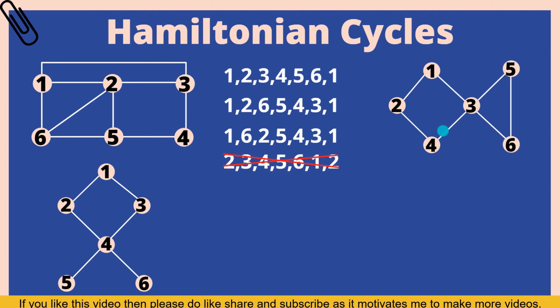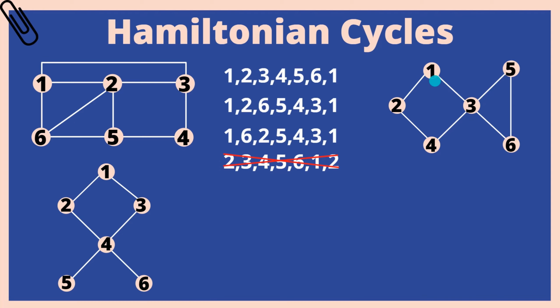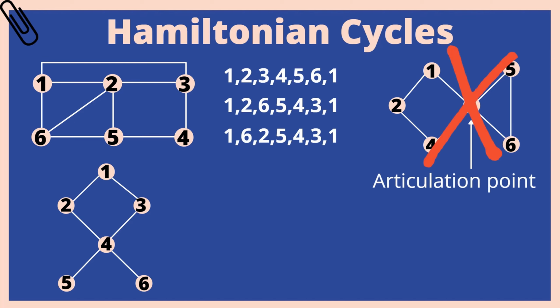Now moving towards the next example. Is there any Hamiltonian cycle in this graph? We can move from 1 to 3, then 3 to 6, then 6 to 5. Then again we have to move to 3 anyhow. So we can say that we can't have any Hamiltonian cycle in this graph. This vertex 3 is known as an articulation point.